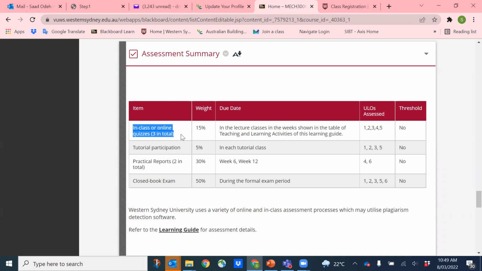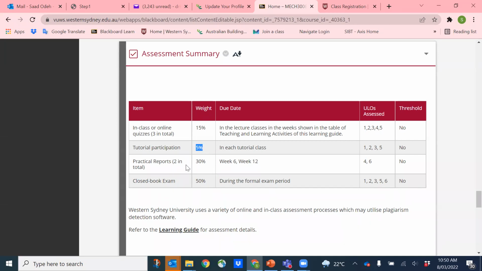And then we have tutorial participation, which is 5%. This is weekly participation. So every week you have tutorial questions, weighted 0.5%. So 10 weeks, 10 tutorial sessions or classes, then you will have 5% total.